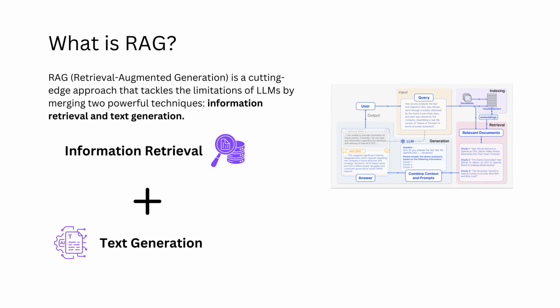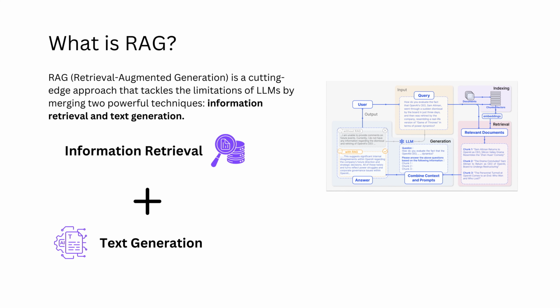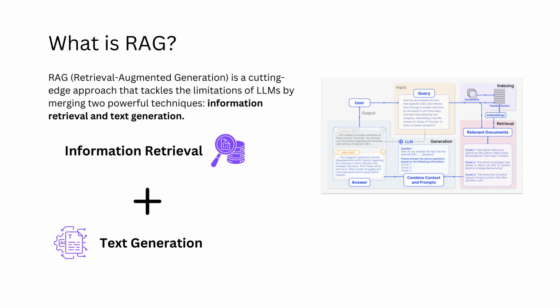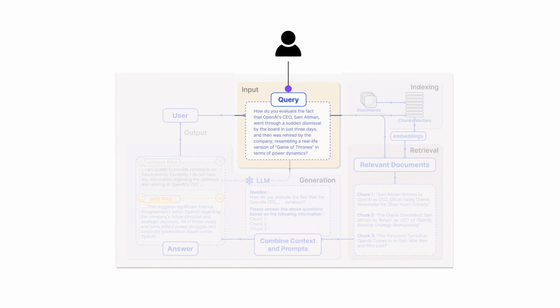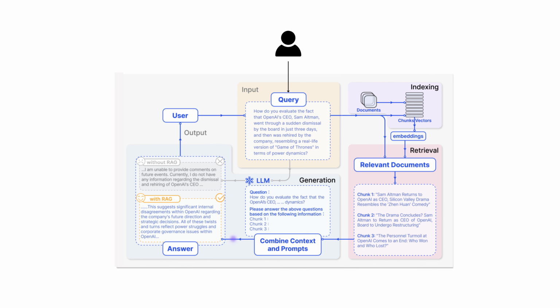RAG, or Retrieval-Augmented Generation, is a cutting-edge approach that tackles the limitations of LLMs by merging two powerful techniques: information retrieval and text generation. Here's how it works. When a user asks a question or provides a prompt, RAG first retrieves relevant passages from a vast knowledge base. The knowledge base could be the internet, a company's internal documents, or any other source of text data. The retrieved passages are then used to augment the LLM's knowledge. This can involve various techniques such as summarizing or encoding the key information. Finally, the LLM leverages its understanding of language along with the augmented information to generate a response.